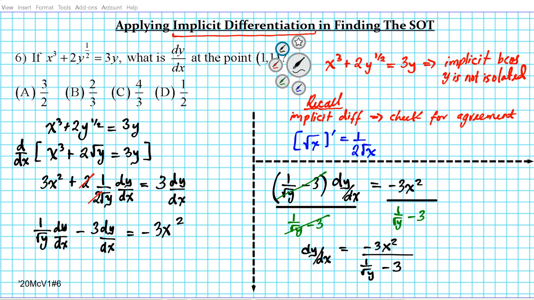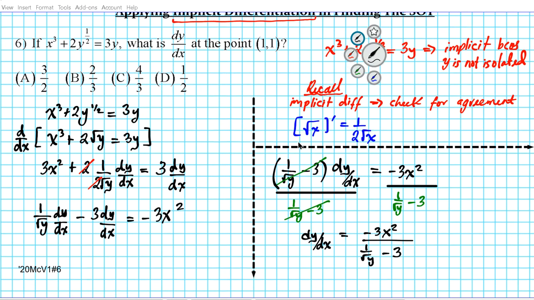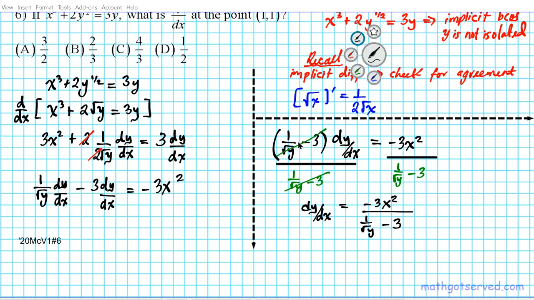Okay, this is the slope at any point, but in this particular problem, we have to find the derivative at (1, 1). So we found the derivative. Now we're going to fix it at this particular point right here, all right? So let's go ahead and do that. So we're going to find dy/dx evaluated at (1, 1). What does that mean? It just means you plug in 1 for your x and your y, okay?